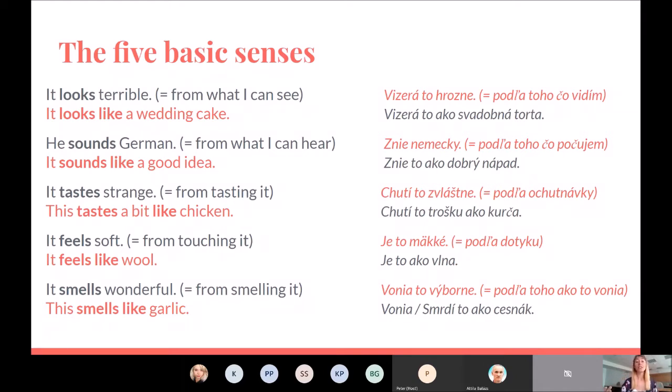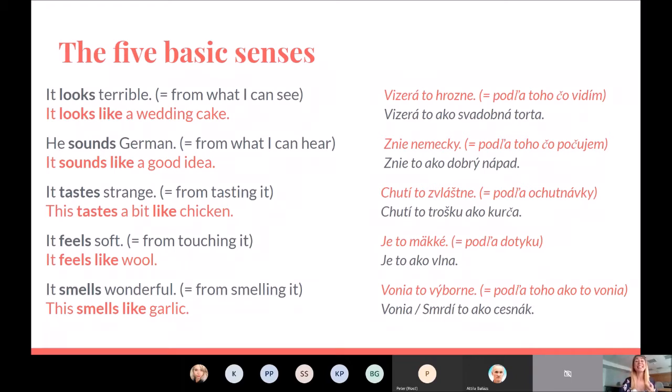Then what about hearing? We simply use the verb sound. He sounds German. Or the song sounds very good. Or we can express it with the phrase sounds like. So it has a similar sound. It sounds like a good idea. It sounds like a plan. Or it sounds like Ricky Martin's song. So sound to express hearing.